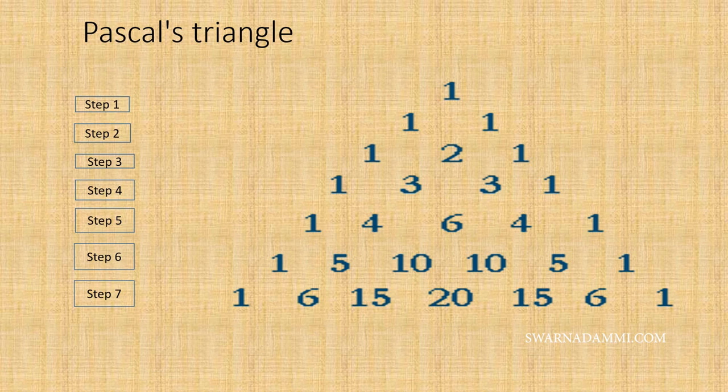Step 5, Pascal's triangle gives us the coefficients 1, 4, 6, 4, 1. Step 6 gives us 1, 5, 10, 10, 5, 1. In my last step, Pascal's triangle gives the coefficients 1, 6, 15, 20, 15, 6 and 1. This is somewhat easy to find the coefficients when we are expanding binomials with larger powers, isn't it?